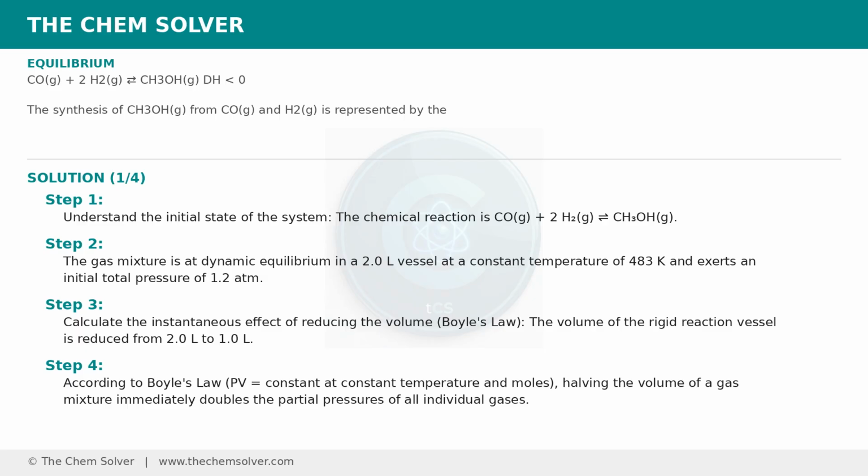Calculate the instantaneous effect of reducing the volume. Boyle's law: the volume of the rigid reaction vessel is reduced from 2.0 liters to 1.0 liters. According to Boyle's law, PV equals a constant at constant temperature and moles. Halving the volume of a gas mixture immediately doubles the partial pressures of all individual gases.